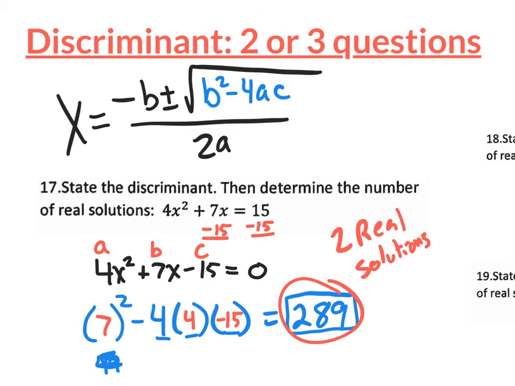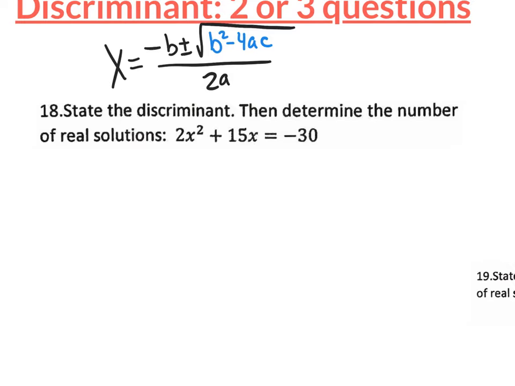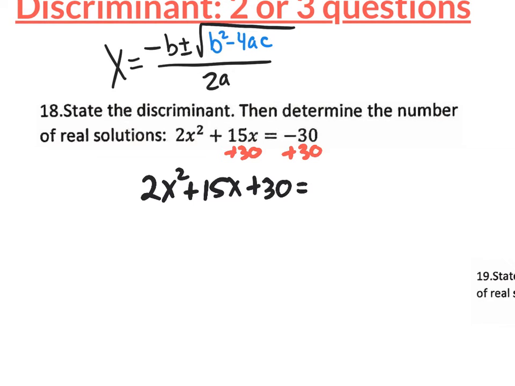Let's try another. Once again, they want us to find the discriminant of this, and you can't even do that until you get 0 on the right side of the equal sign. So we're going to add 30. We're going to rewrite this as 2x squared plus 15x plus 30 equals 0. Now you could identify your A value of 2, your B value of 15, and your C value of 30.